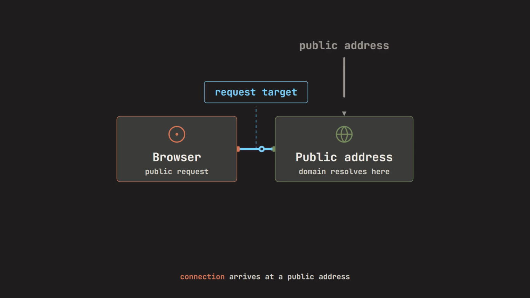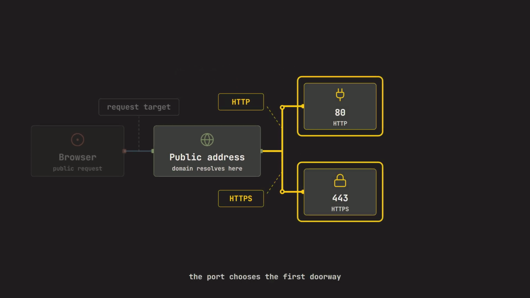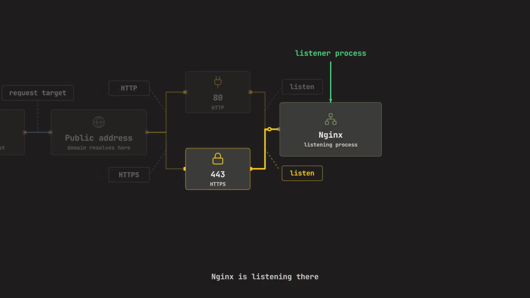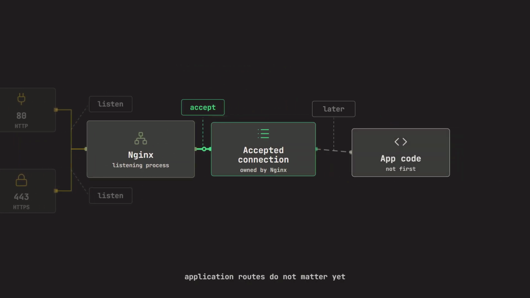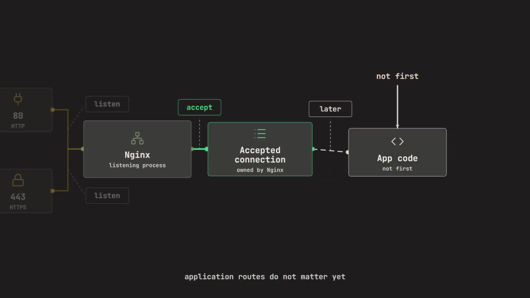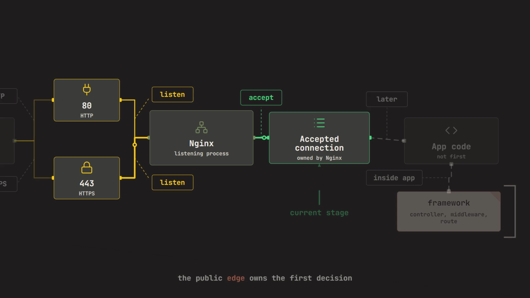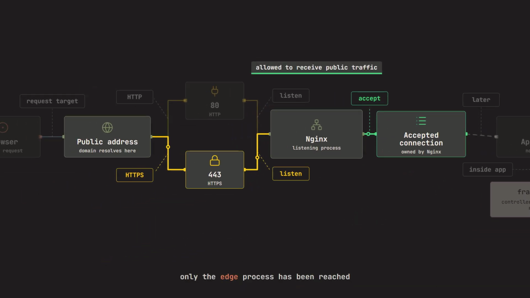The first thing is that a connection arrives at a public address and a web port. Nginx is commonly configured to receive traffic on port 80 for HTTP and port 443 for HTTPS. When a connection reaches a port Nginx is listening on, it can accept that connection. This happens before the application root matters. At this stage, the request has not reached your framework, your controller, your middleware, or your static asset handler. It has only reached the edge process that is allowed to receive public web traffic.